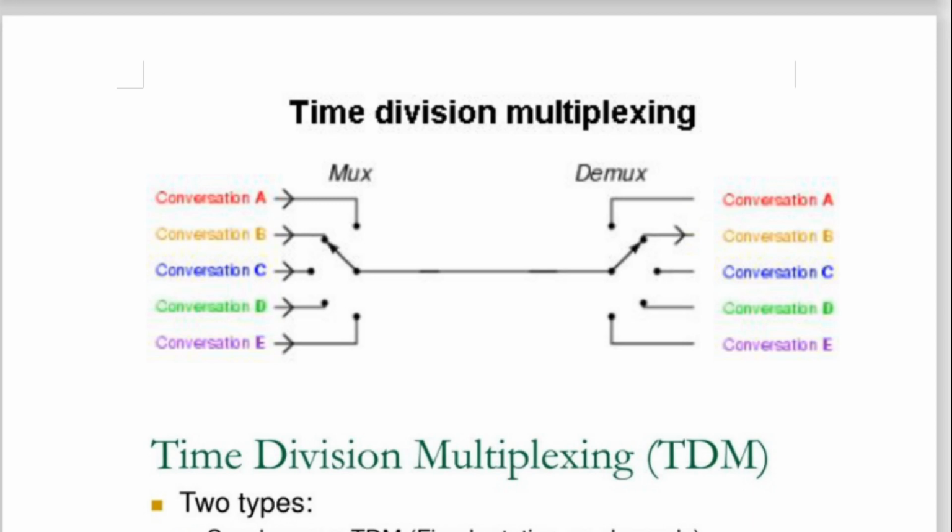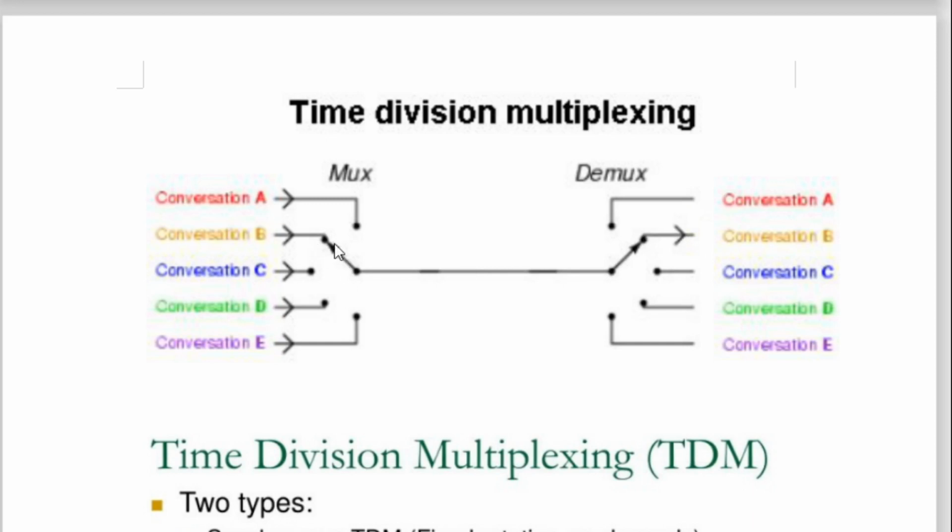And here there is one more logic, mechanical. There is a switch here and a switch here. So this is conversation A, conversation B, conversation C. Like that, 5 conversations are taken. And here conversation A, B, C, D. So here this conversation B is now passed to the conversation B on the right hand side.